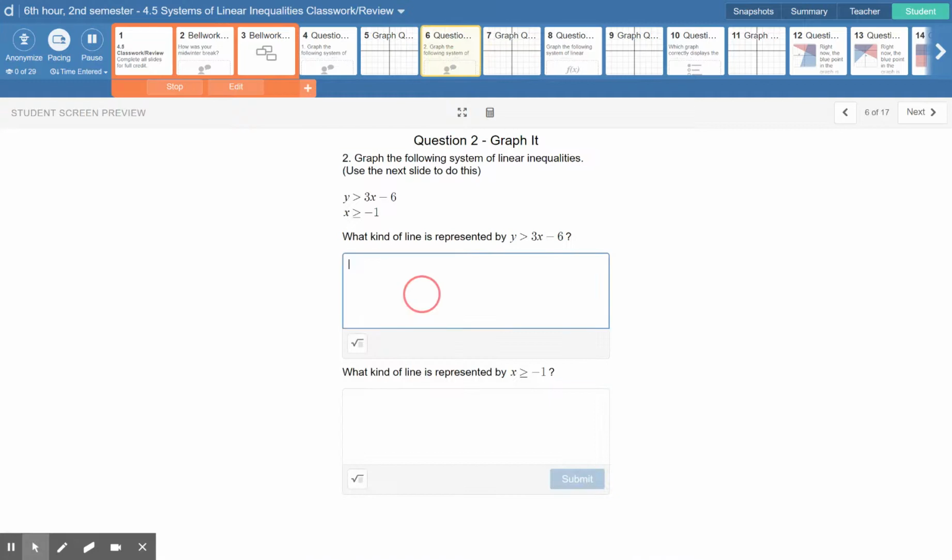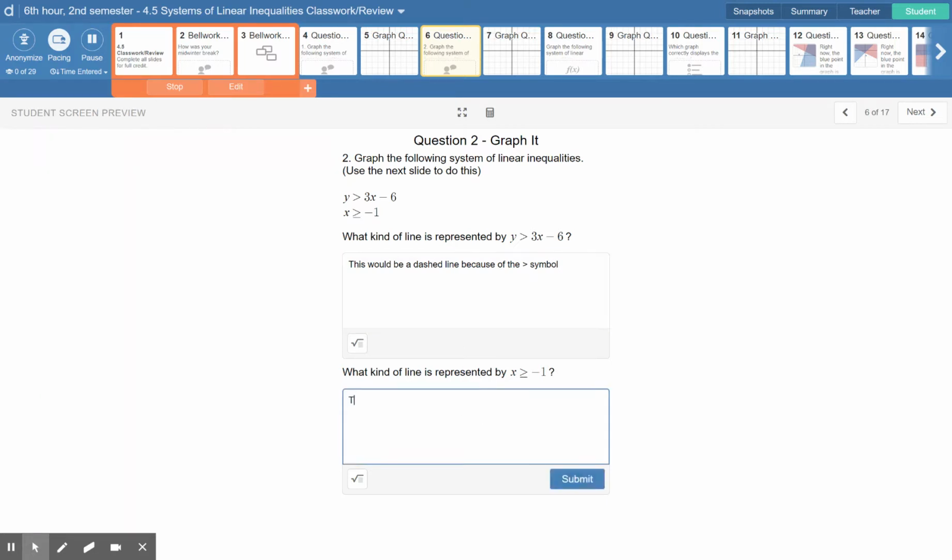But for right now, just asking, this would be a dashed line because of the greater than symbol. And then this would be a solid line. Not because of the greater symbol, but because of the equal. That equal makes it a solid line.